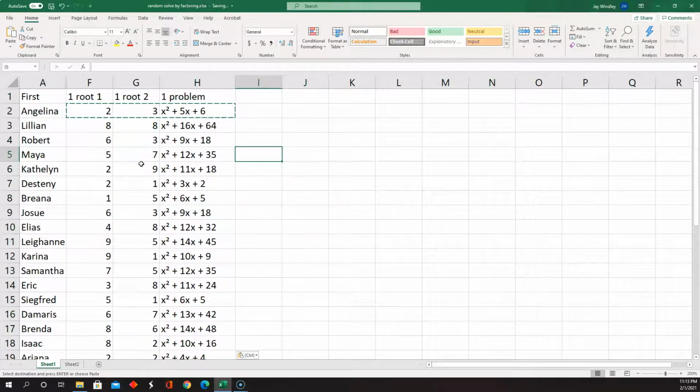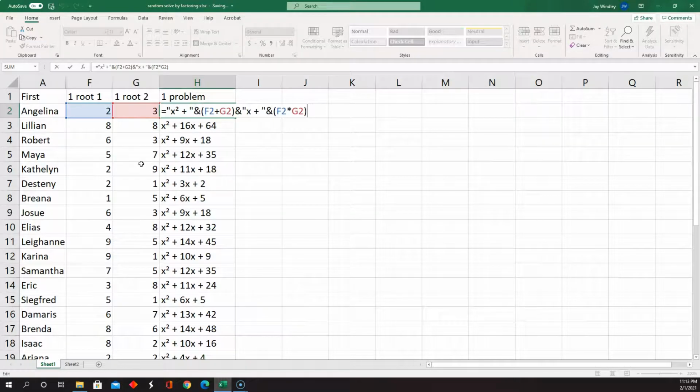problem 1. But all the numbers are positive and all the numbers are between 1 and 9. So some people will get slightly easier problems than others, like this one has really small numbers compared to this one. And some people will get a double root like this, but for the most part, they're all the same level of difficulty. I'm going to change one more thing about this.